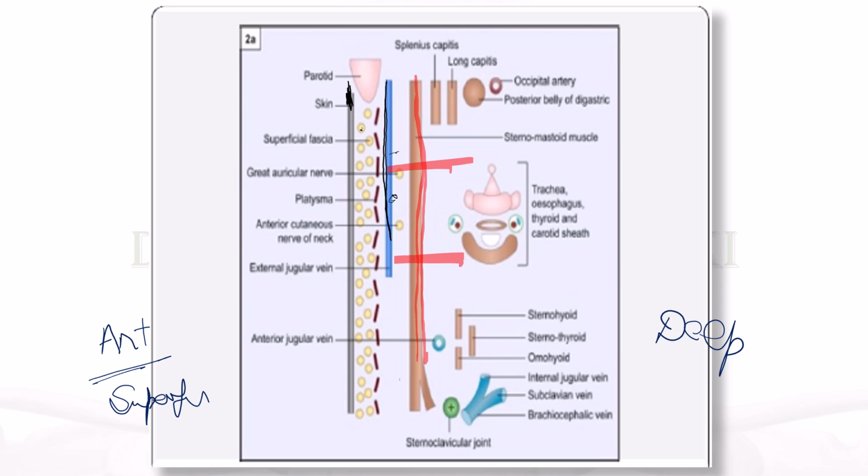So deep to the inner side of the upper part we have the deep muscles, all the muscles of the neck, and the occipital artery. In the middle we have the organs. In the lower part we have the infrahyoid muscles and arteries. In the middle we also have the carotid sheath. I hope this diagram makes it a little clearer for you, otherwise it is easy.